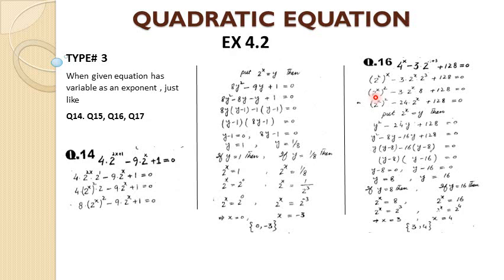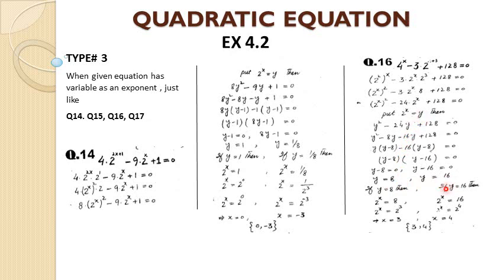Now you can see that 2 raised to the power x whole square minus 3 dot 2 raised to the power x, and 2 cube is equal to 8, and 3 times 8 is 24. Okay. Now you can see again 2 raised to the power x is the same. So again we can substitute y is equal to 2 raised to the power x. So y square minus 24y plus 128. Then making the factors, y is equal to 8, y is equal to 16.